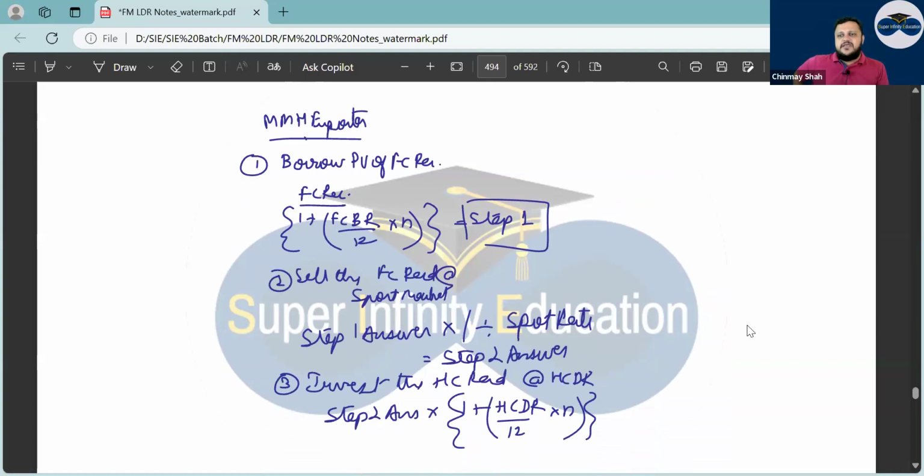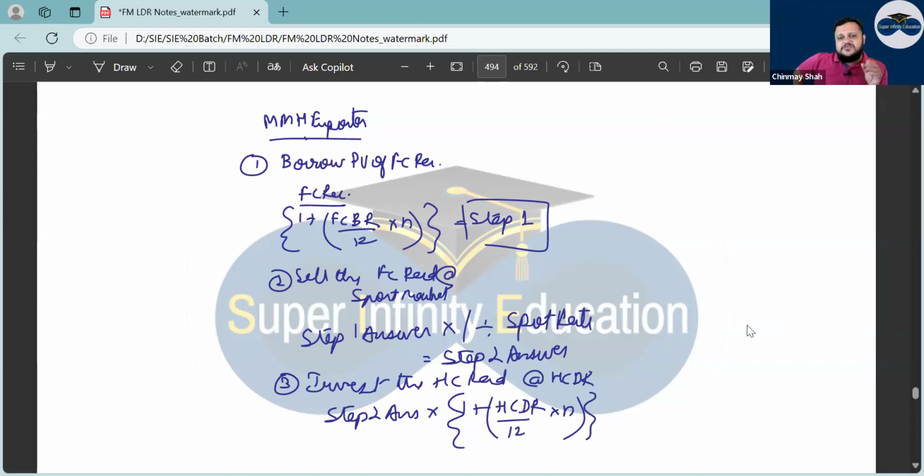So you have a BSI cycle for an exporter, right? FC receivable divided by 1 plus FCBR by 12 into N gives you step 1. How much to borrow? Whatever is receivable after 3 months, borrow its present value today. So whenever you receive money from your customer, you can pay that loan off after 3 months. Now you have borrowed the foreign currency today.